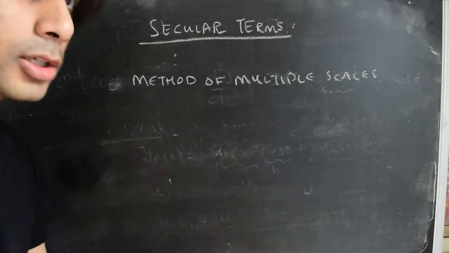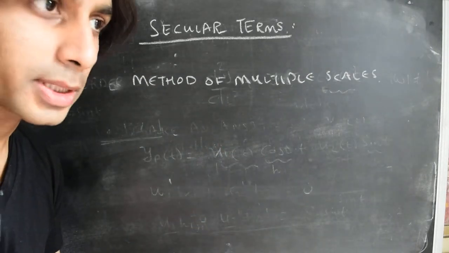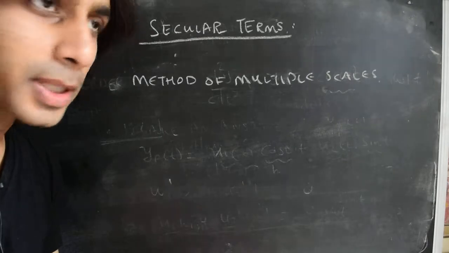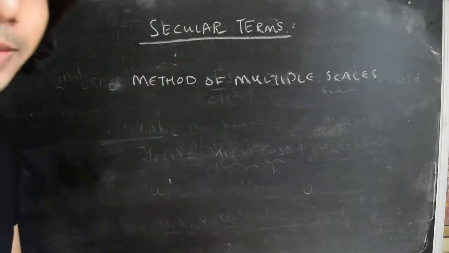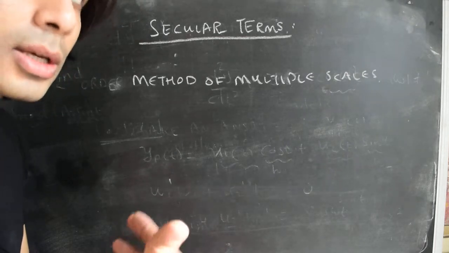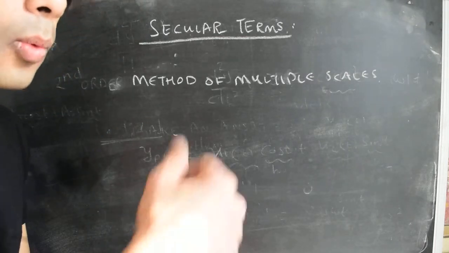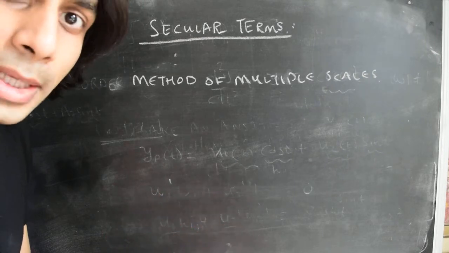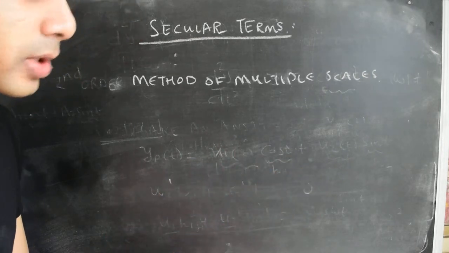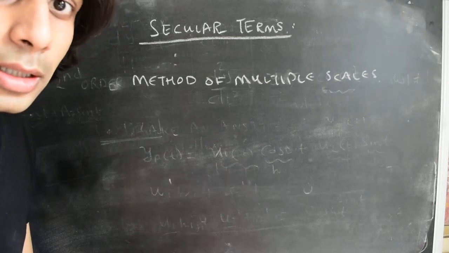Now, in order to get to what is the method of multiple scales, let's step back a little bit and introduce a few concepts first, and in particular the concept of what a secular term is, and then we'll see how, in order to avoid these secular terms, we need to invoke a new method, which is the method of multiple scales. So let's build up to that in a step-by-step way.